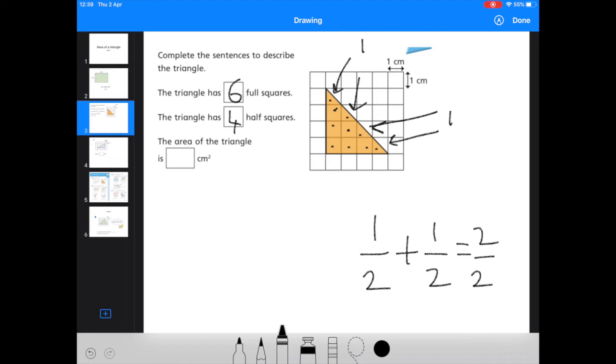Add them onto the 6 full squares. And then, of course, our answer is going to be 6 full squares plus the 4 half squares. The 4 half squares together were 2 whole squares, equals 8. So the area of the triangle is 8 centimeters squared. Don't forget that squared. I know it's already on there, but when you're writing this in your book, don't forget the little 2, which means squared.